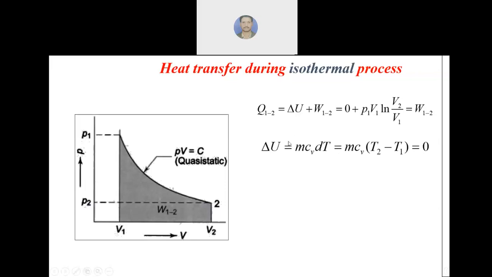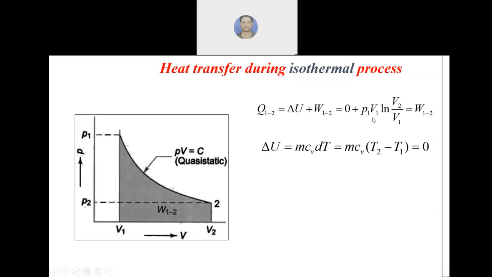See, first the explanation of how delta U becomes 0. Delta U is nothing but the change in internal energy, which is mCv delta T. Now, isothermal process means constant temperature process. If temperature is constant, this delta T, the change in temperature, will be 0. So this delta U will become 0.